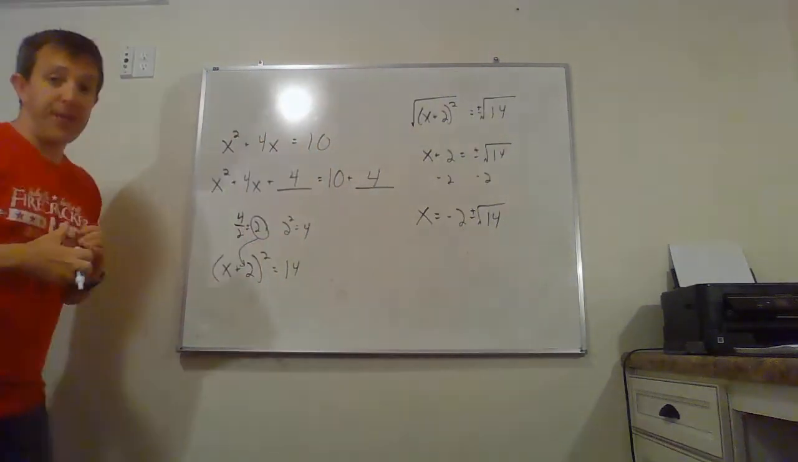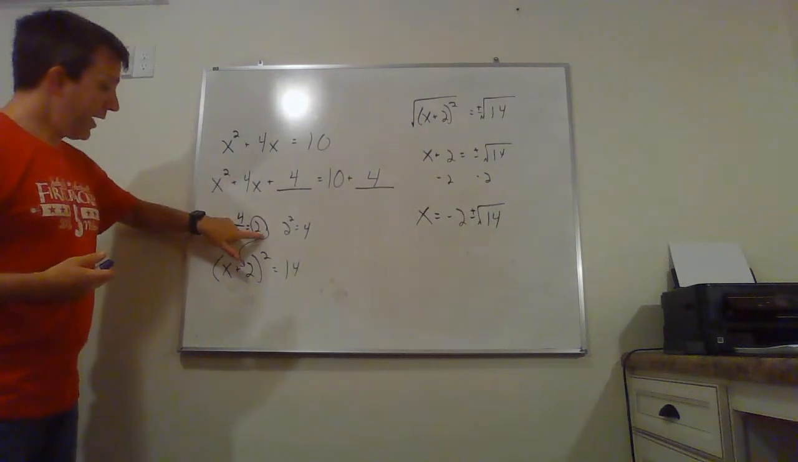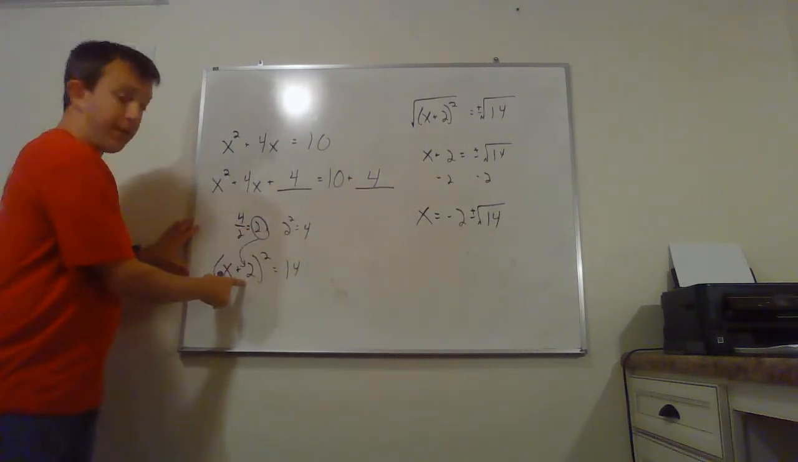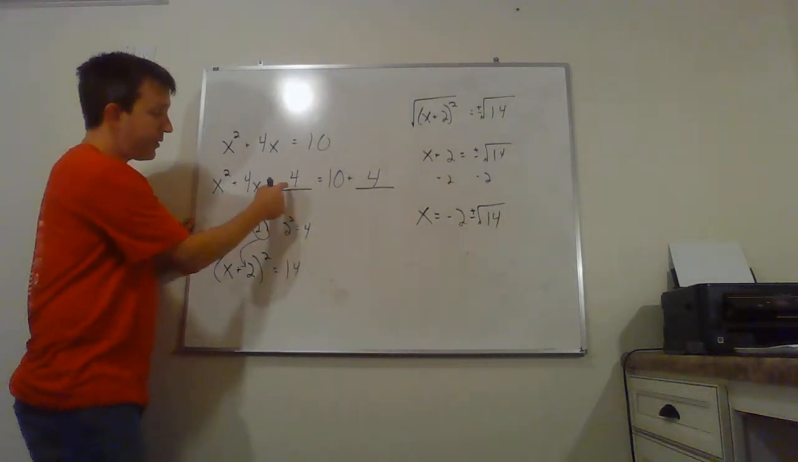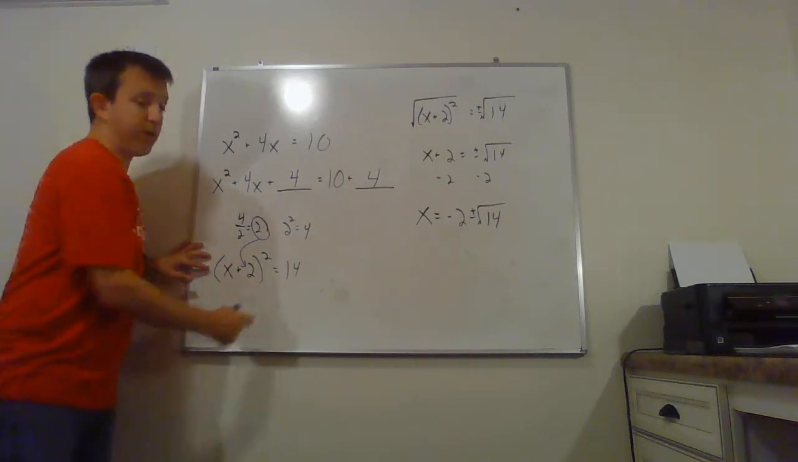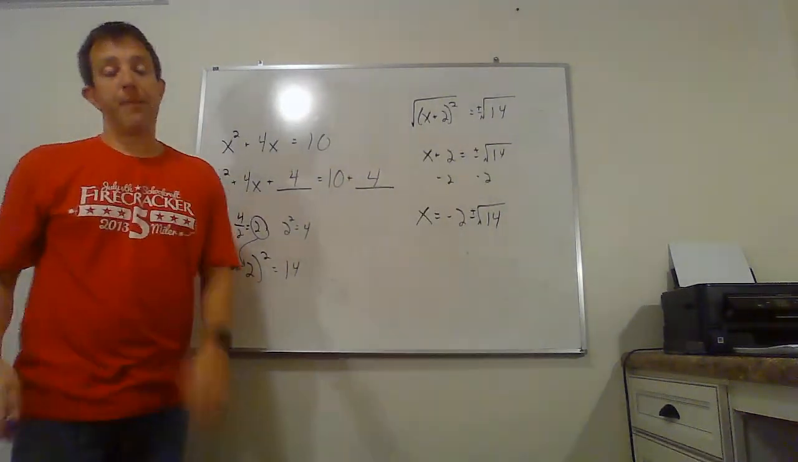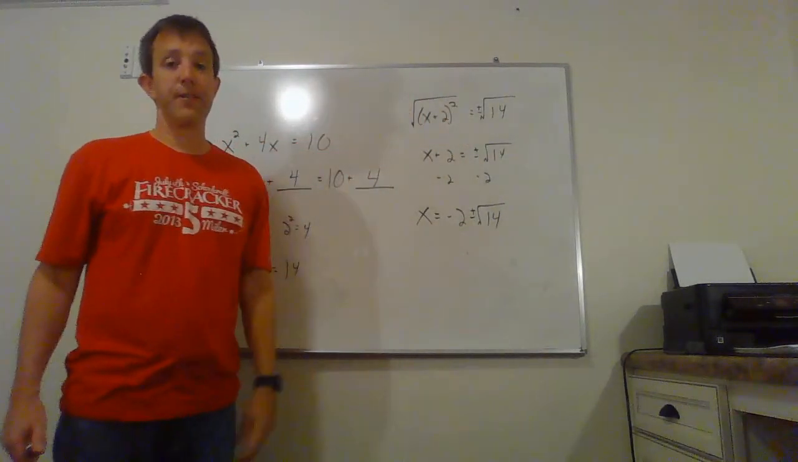So let's do that one more time real quick, just so we can see what just happened. I took the number in the middle and cut it in half. That number ended up in the parentheses, but I also squared it to figure out what I needed to add to both sides. So now I have x plus 2 squared is equal to 14, and now we're right back where we were before. I take a square root of both sides. I don't forget my plus or minus.